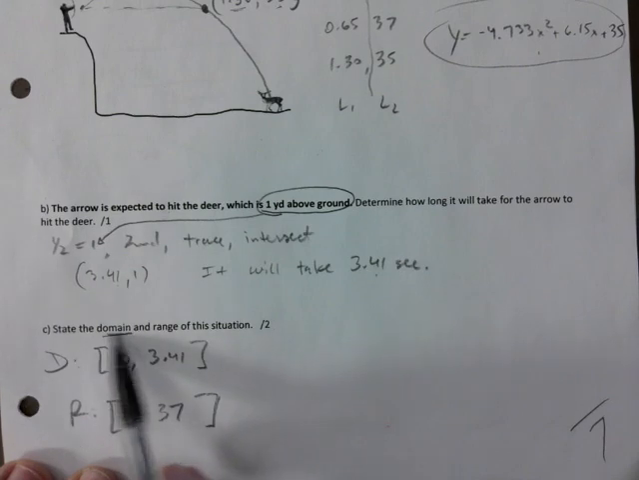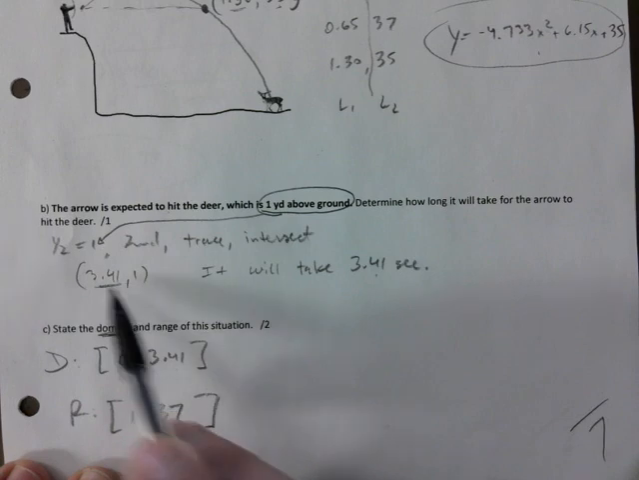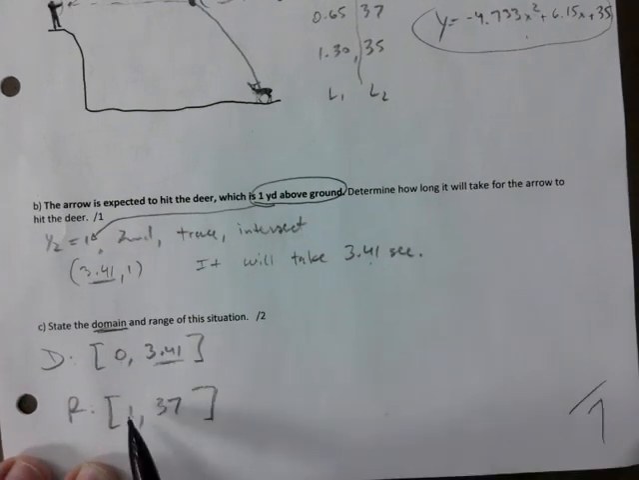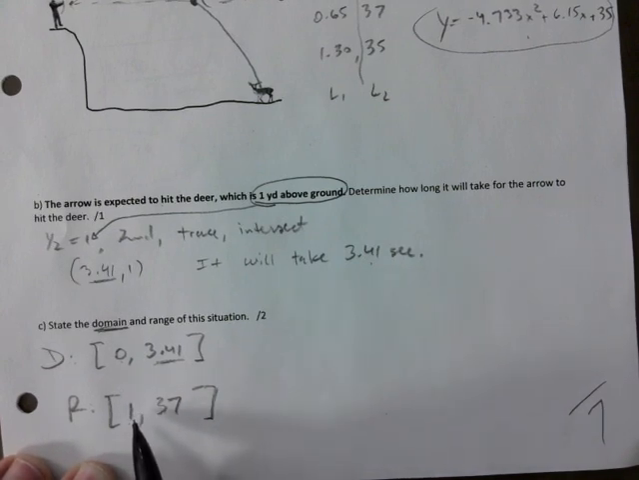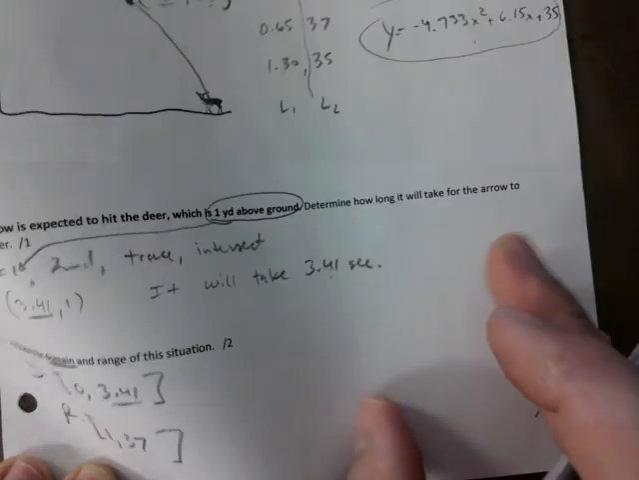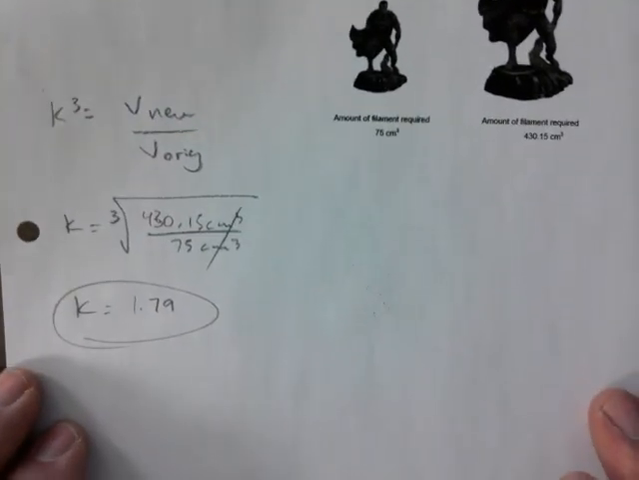And so the domain, right, times 0 to when it hits the deer. So whatever you got here, I needed to see that here. Okay. And in terms of range, I was actually very happy with most of you understood, okay, it doesn't hit the ground, it hits the deer. So 1 is the lowest height, 37 is the highest. Okay. Square brackets, I don't think I had round brackets, maybe one instance, but we're taking care of that, so I'm happy with it.